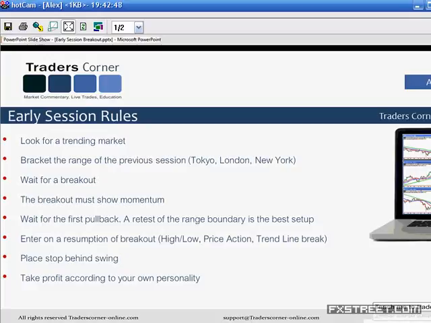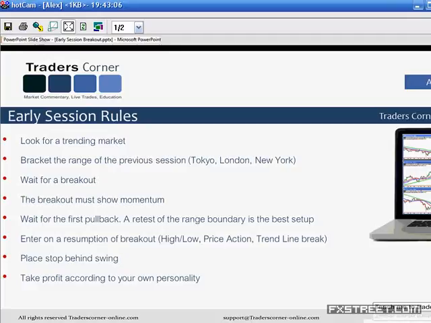Having said that, there are those of you that would prefer not to place it behind the swing and would prefer to place it around the other side of the range. So let's say, for example, you're buying the high, you would then put it below the low of the range. And that's perfectly fine, too. That's not a problem. Obviously, you're just looking for bigger profit targets then.